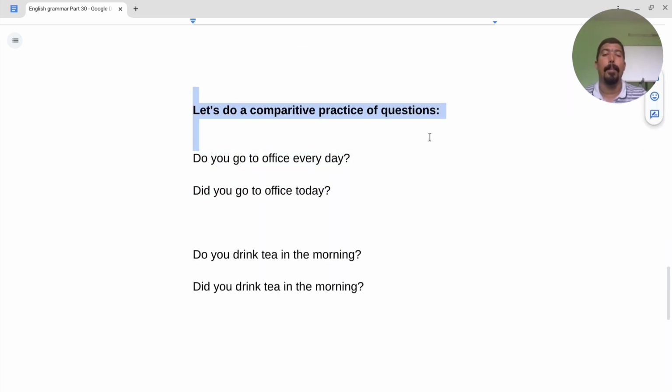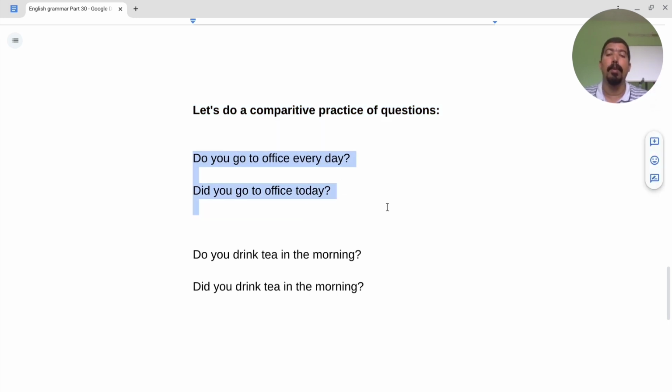Now we can have a comparative practice of questions. Do you go to office every day and did you go to office today? Do you go to office every day? You start a question with do you plus first form of verb to ask about someone's habits, whether someone is doing something in a repeated manner. Do you go? That means whether you have a habit of doing something. Do you go to office every day?